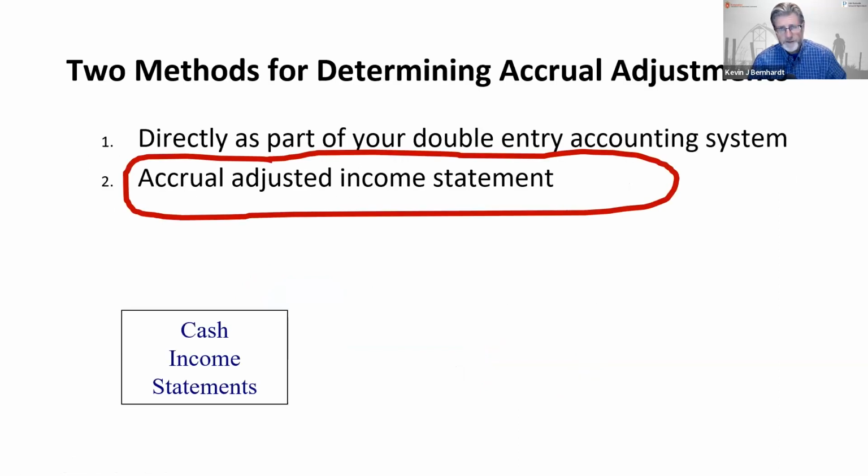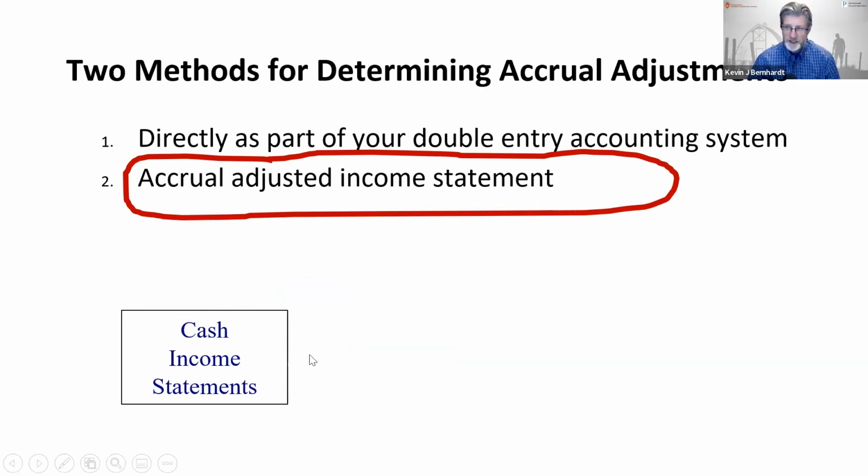So there are two methods for determining an accrual income statement. One of them is through a double entry accounting system. The second one, which is the one we're going to use in the spreadsheets that we're discussing, is called an accrual adjusted income statement. The way the accrual adjusted income statement is found is you start with the cash income statement. You can see that down here in the visual in the lower left-hand corner.